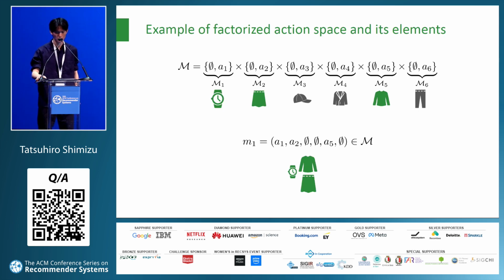For example, we can consider these 6 recommendation items, and we can define a factorized action space, which is a set of the combinations of items. And we can also define the element in such a factorized action space. For example, when we want to consider the combination of the tops, bottoms, and watch, then we can use M1 to represent it.